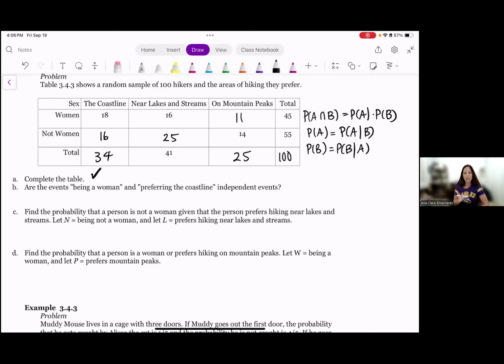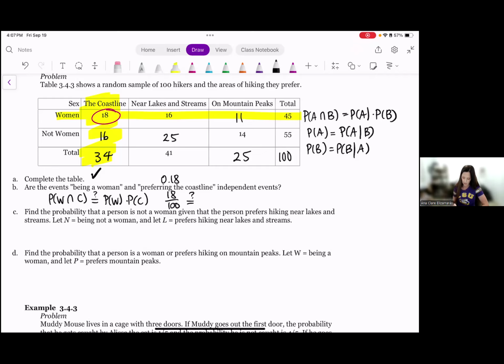I'd say let's go ahead and calculate the first one, the probability of A and B. So what is the probability of being a woman and preferring the coastline? Is that equal to the probability of being a woman times the probability of preferring the coastline? Woman and coastline, woman is here, coastline is here, and where they intersected was 18. So that's 18 out of 100, which is 18% or 0.18.